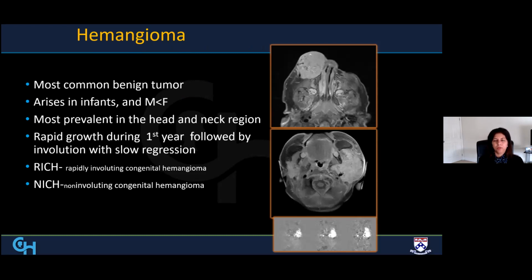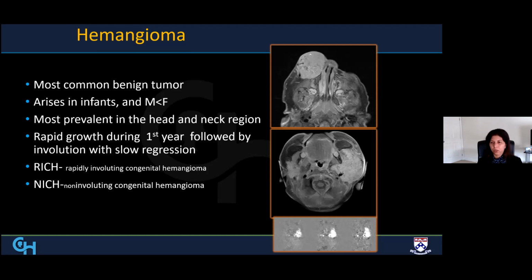We have a new ISSVA classification. Based on the pattern of evolution, they can be classified into the rapidly involuting congenital hemangiomas, or the non-involuting congenital hemangiomas. The majority of them will grow in the first year of life, followed by involution with slow regression, whereas some of them may remain non-involuted.